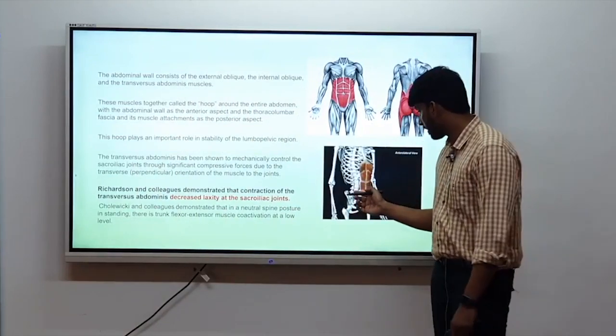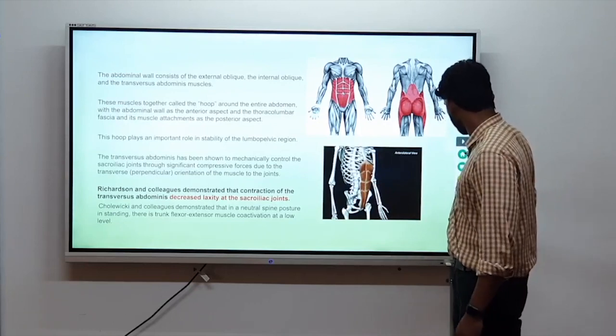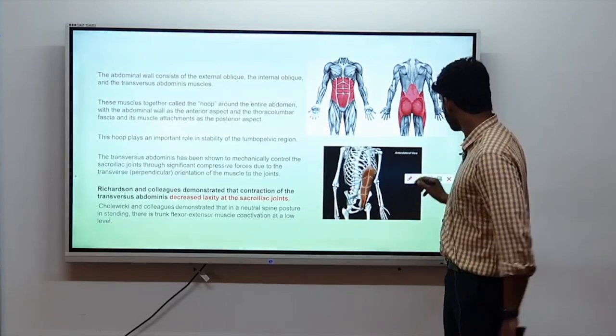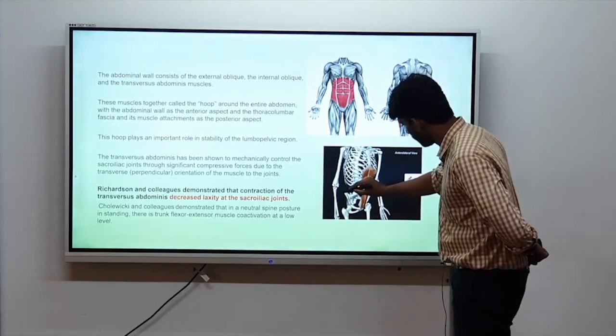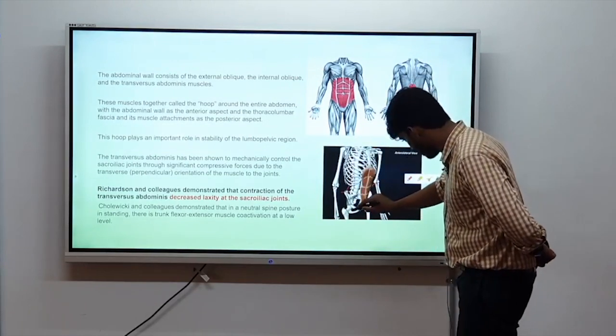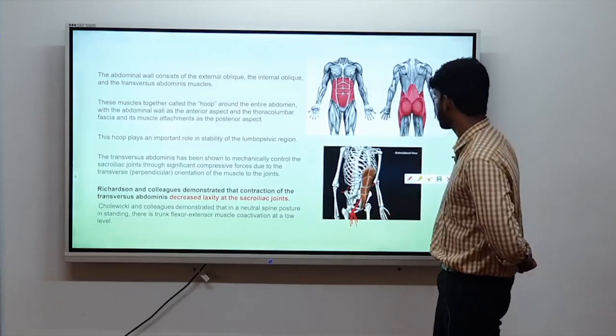Automatically the erector spinae muscles will become tight. See, this erector spinae muscle becomes tight, that is over here, as well as the hip flexor also will become tight.